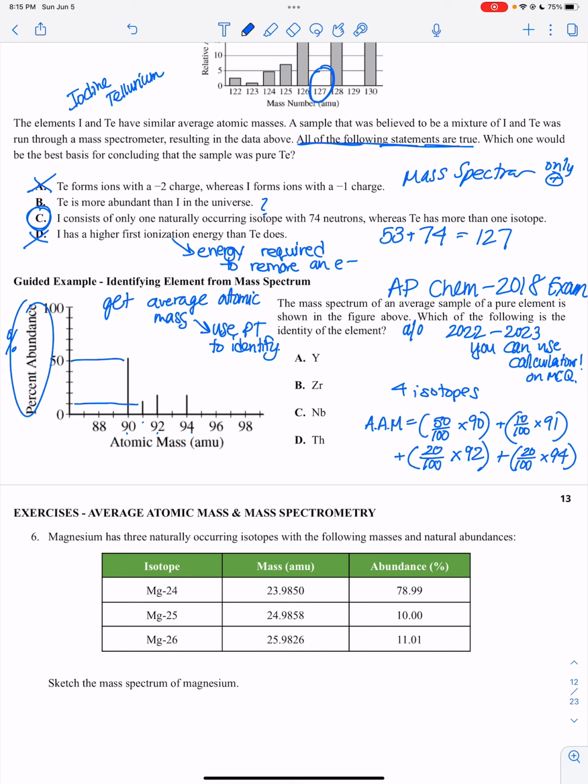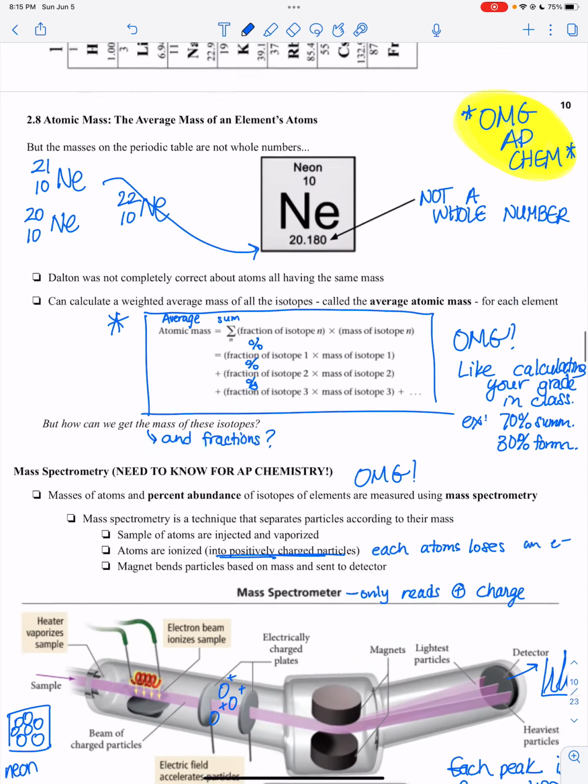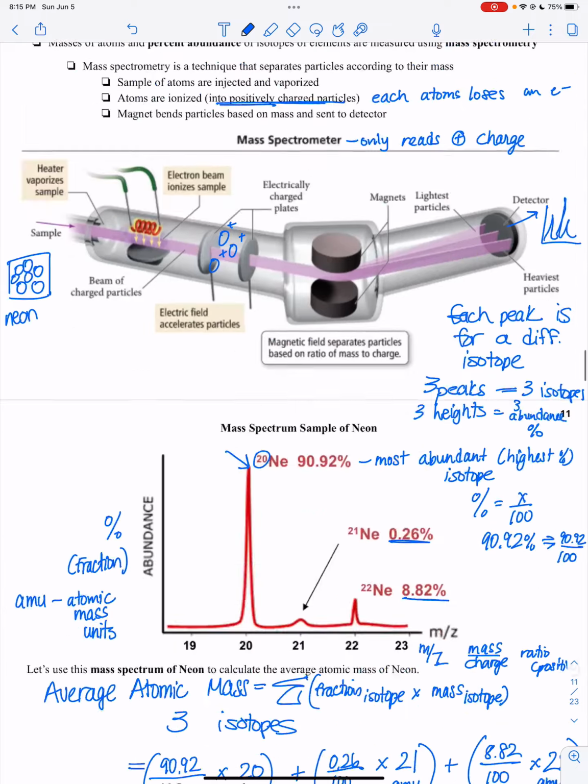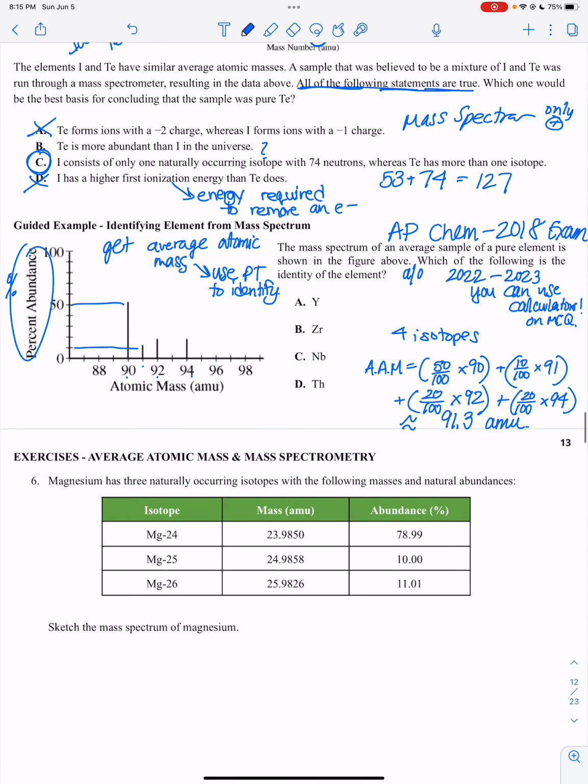Side note, if I do all this math, I'll get approximately 91.3 AMU. If I look on the periodic table for 91.3, the element that is closest to a mass of 91.3 is zirconium, Zr, which means the correct answer is B, Zr.